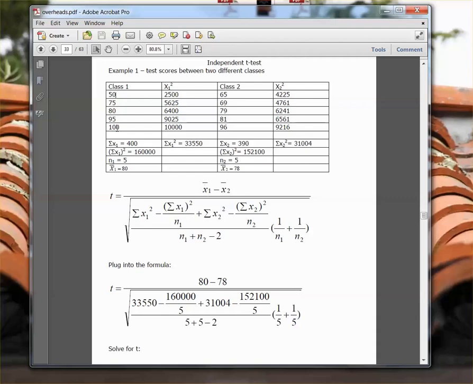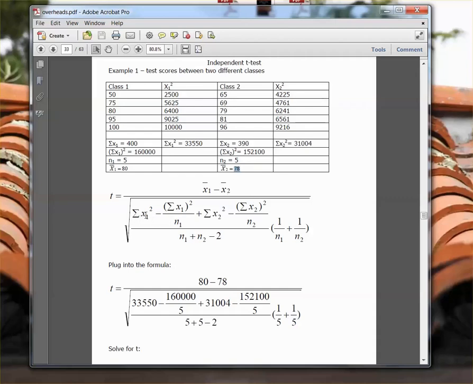In order to do that, we sum them up. So here's your sum of x, right? And then you're going to divide by n, which is 5, and so you get a mean of 80. Same for class 2 here. I've summed them up, 390, right? Divide by 5 because there were 5 observations in this group, and you have a mean of 78. So those are the values that are going to go in there.